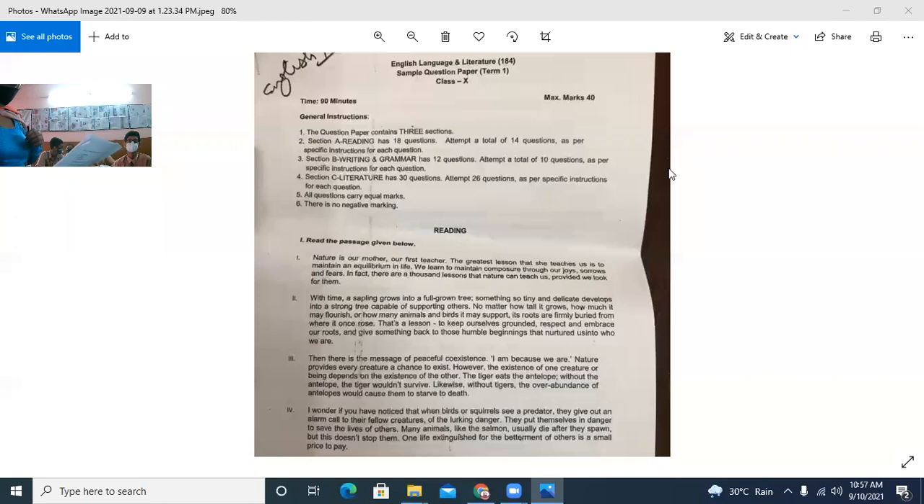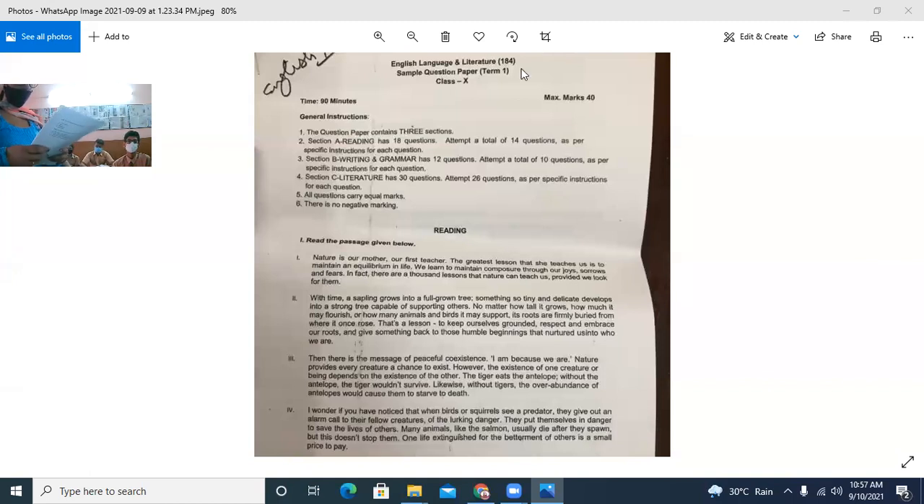Coming up to the second paragraph: with time, a sapling grows into a full-grown tree. Something so tiny and delicate develops into a strong tree capable of supporting others. So this is the supporting nature.